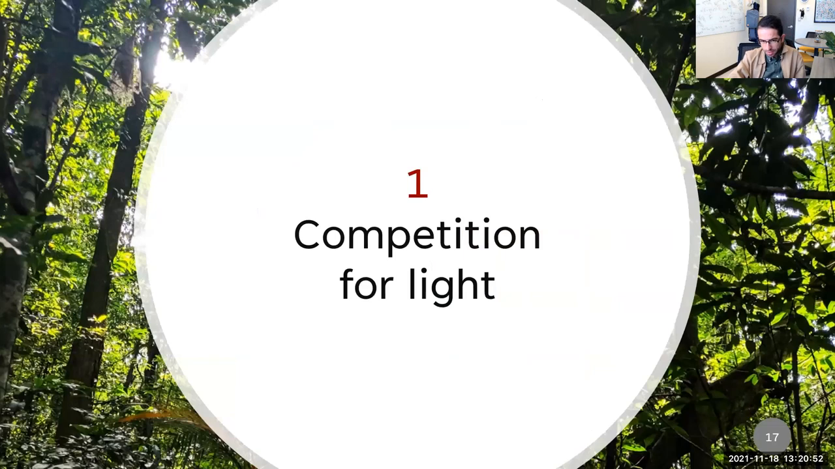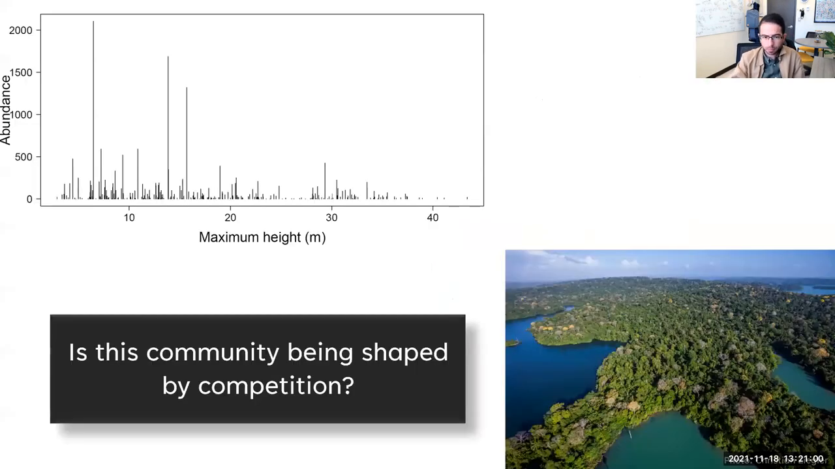So now what does the data say? So I'll split this in two parts. One is competition for light, and two is competition for nutrients. So let's start with competition for light. Going back to that plot that I've shown you before, Barro Colorado Island, all of my species on Barro Colorado Island, organized by max height with their abundances here, is this community being shaped by competition?